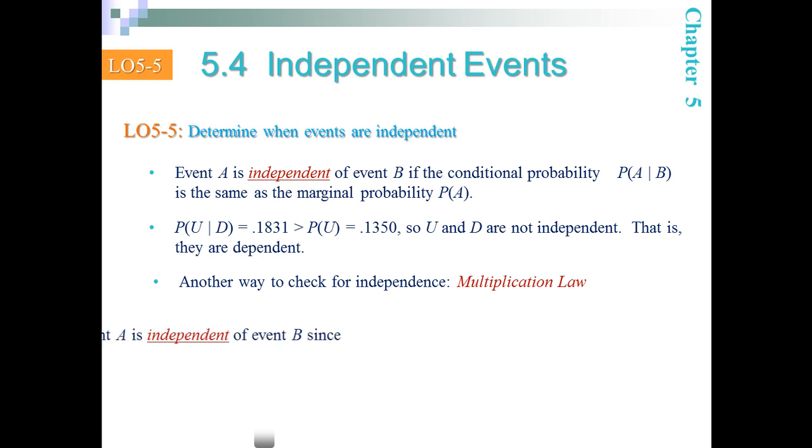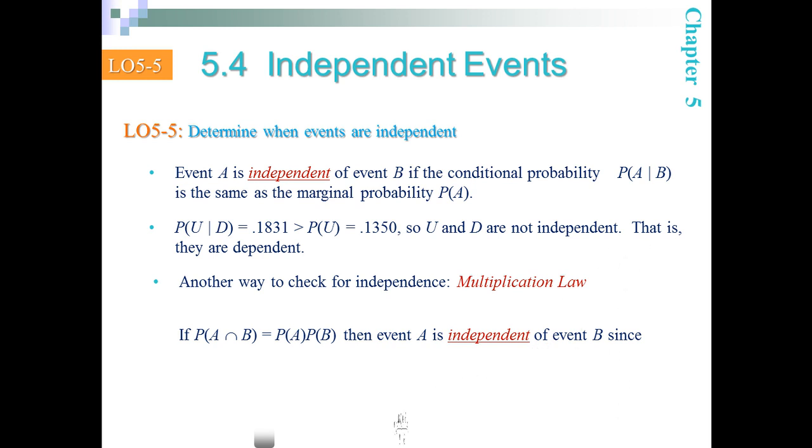Another way to check this is by using the law of multiplication, which says the probability of the intersection of two events is equal to the product of the probability of the events. This is because the conditional probability of A given B is just the probability of the intersection divided by the probability of B. So this is what we already talked about. And if they're independent, we're saying this is the case. We can substitute that in here and the B's cancel out and we're just left with the probability of A.